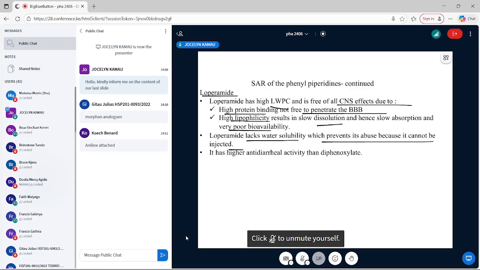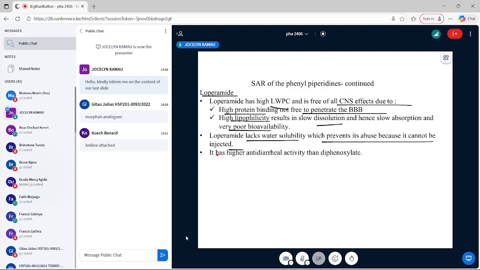If you inject it, it's not going to be absorbed, and therefore it is these two compounds, because of the high protein binding, the high lipid solubility, sequestering within the lipid membrane. Once they are sequestered, very little, if any, is absorbed. Even if they are absorbed, very little will pass through the BBB, and therefore you cannot really abuse them. Even when you take them as anti-diarrheal agents, you will not really have the euphoria. That's what we are talking about.